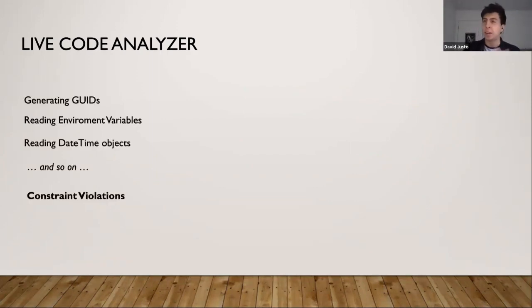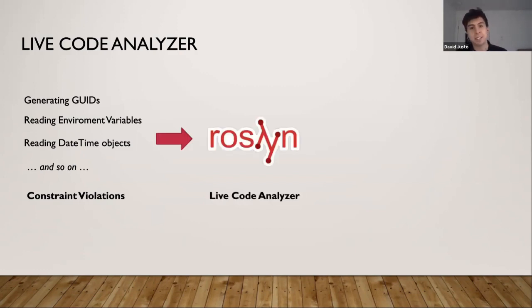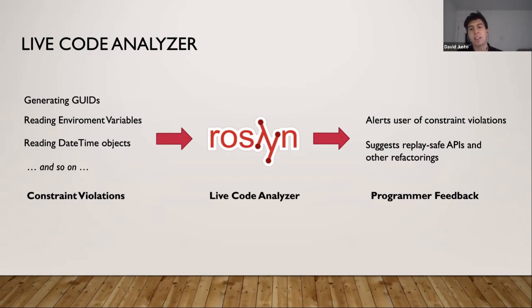And what it does is, as you're coding your solution, it's checking for these constraint violations, things that you may not necessarily think of as non-deterministic, that you may be sprinkling in your orchestrators. Things like random number generation, reading environment variables, checking the time, or even just using the API incorrectly, right? We have a Roslyn code analyzer, Roslyn being, of course, this framework for writing code analysis tools for .NET. And in the presence of these errors, we're trying to provide programmers with feedback around using the replay safe APIs and other kinds of refactorings that they may want to consider in using the framework correctly.